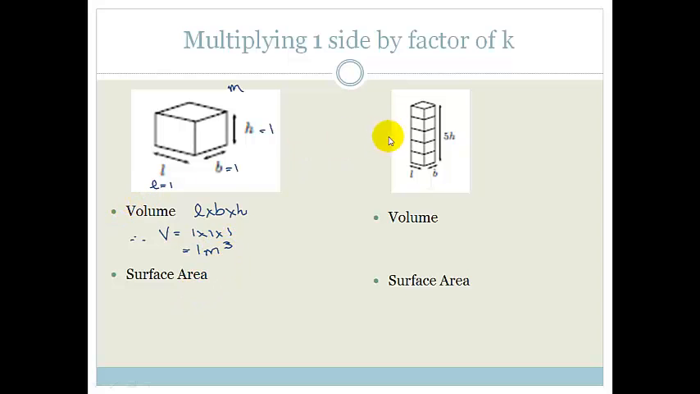If I now multiply one side by a factor of 5, then do you agree the equation becomes length times breadth times 5h? So we assume it becomes 5lbh. Pretty easy, right? So let's see what that looks like in numbers. The volume is equal to 1 times 1 times 5, because 5 times 1 is 5, so it becomes 5 cubic meters. So you see that the factor of k has made it k times bigger. This would be the same as saying klbh if this was a k.